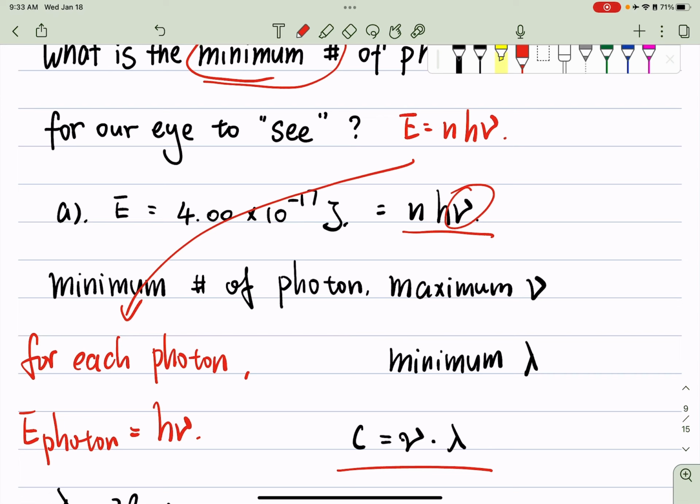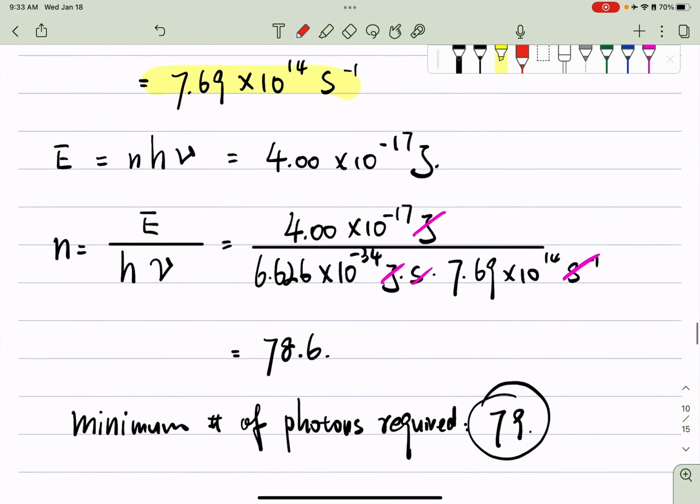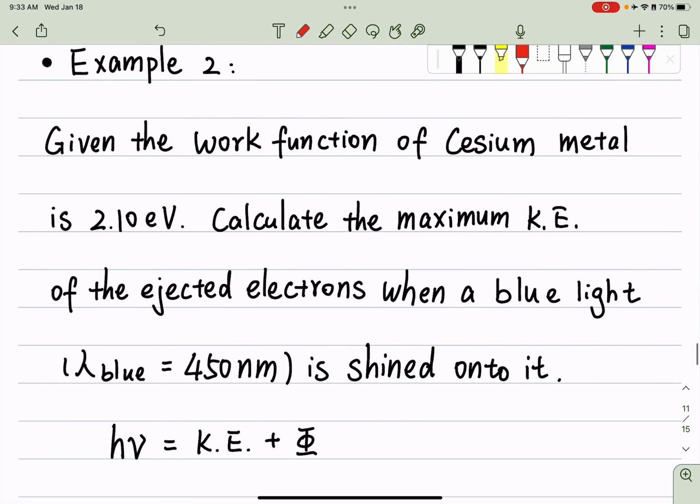Okay, so this is one of the ways you can be tested. The take-home message is that you want to relate the energy of light with its frequency using the relationship E photon equals hν, and n just tells you the number of photons available. Okay, and now we're moving on to our second question. You can read the question when I put it down here.